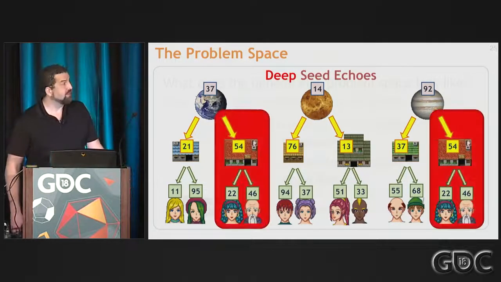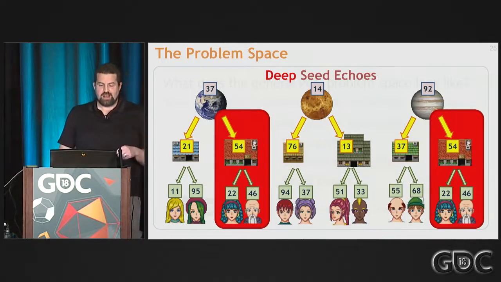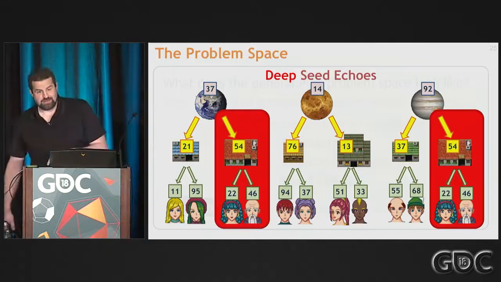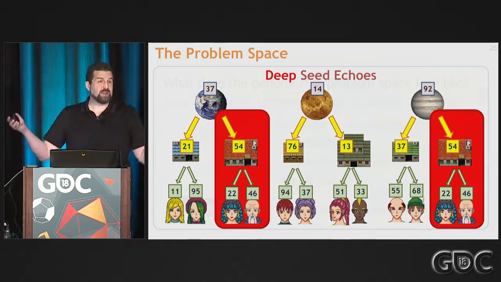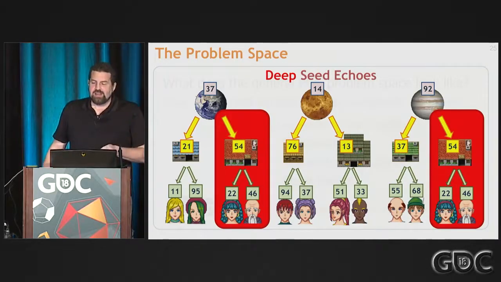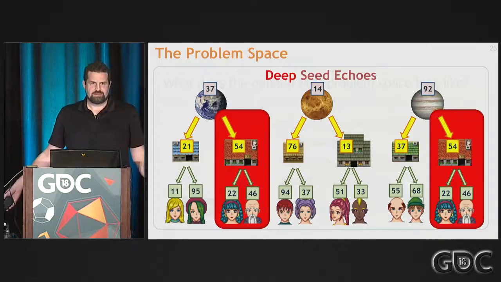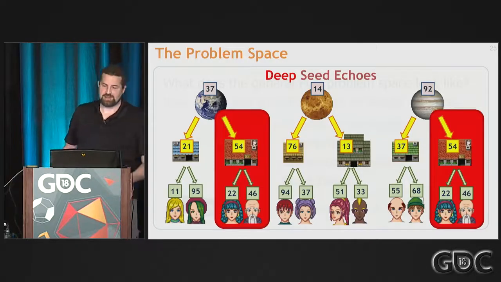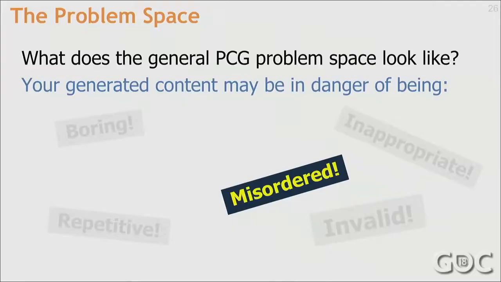Far worse than that is a deep seed echo. If I happen to generate town 54 on planet Earth and also town 54 on planet Jupiter, maybe I arrived at those different ways, I modded by a different number, but I ended up with 54. Everything about the town, every person in the town is going to be identical. That's a real problem. I call that a deep seed echo. All right. That's repetition.